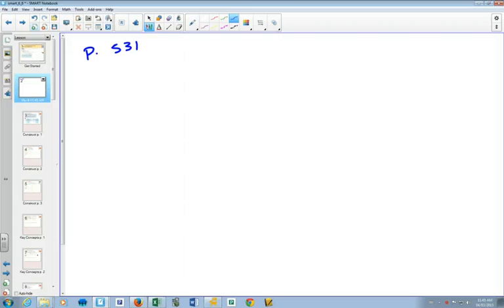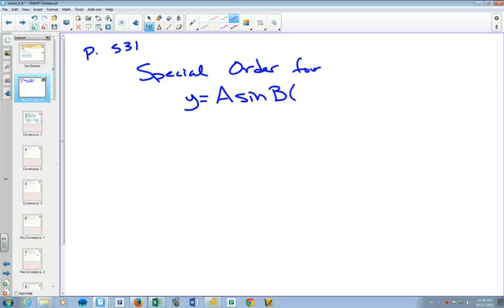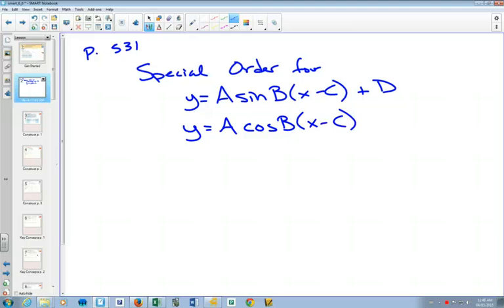Have some space at the top of page 531. Yeah. So we're going to add some notes here. We're going to put it all together for both sine and cos when you have all the letters. And this is sort of going to be our shortcut.